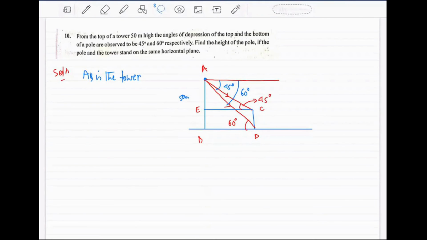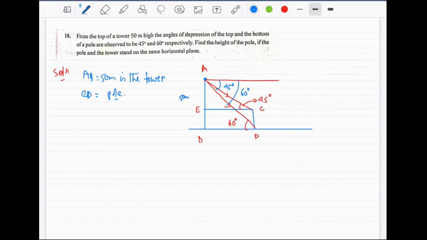You have to mention how tall is AB. AB is equal to 50 meter, the tower. Where is the pole? Where is the stick part? The stick part is this CD right here. So CD is equal to pole. Now, angle of depression, you don't need to mention because it is already drawn in the figure right here.